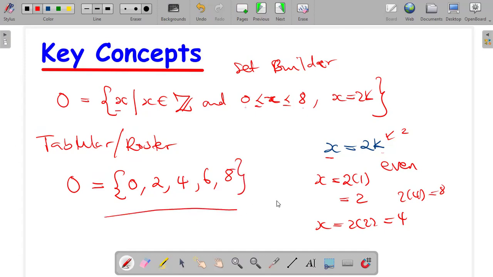So we've listed out this set. And this here is what we call the tabular form, or the roster form, where we just list out our elements. Okay, so this is very keen to note.